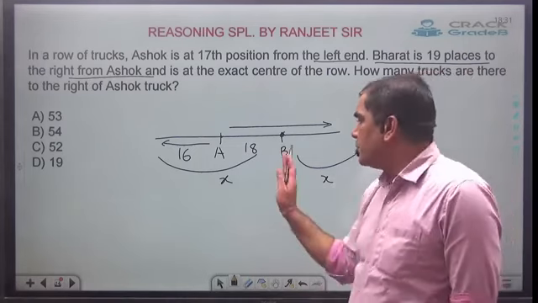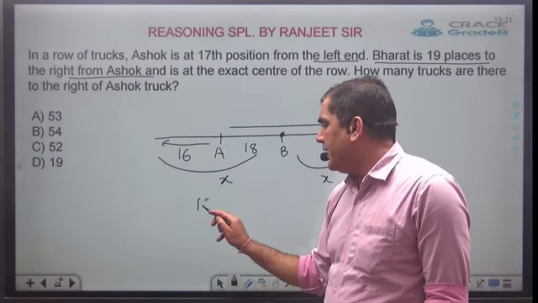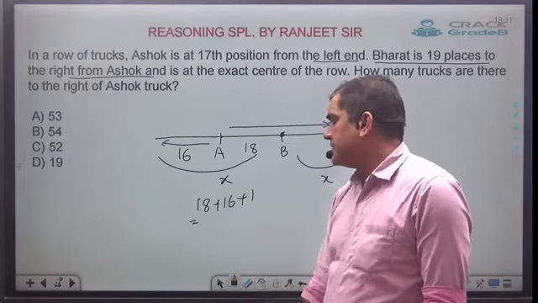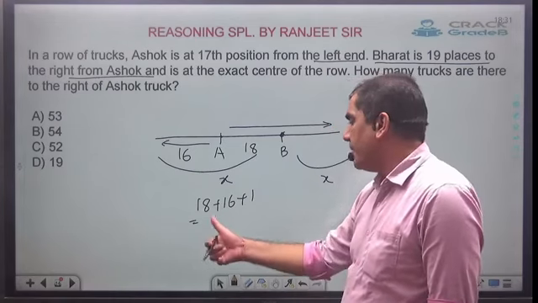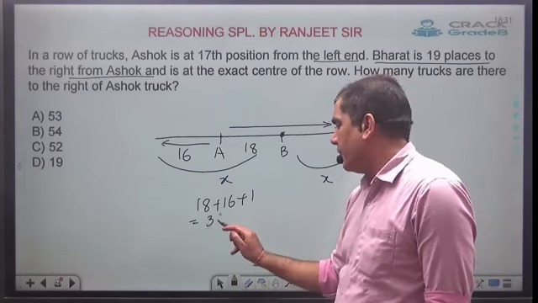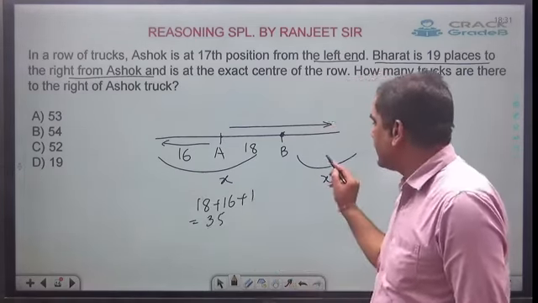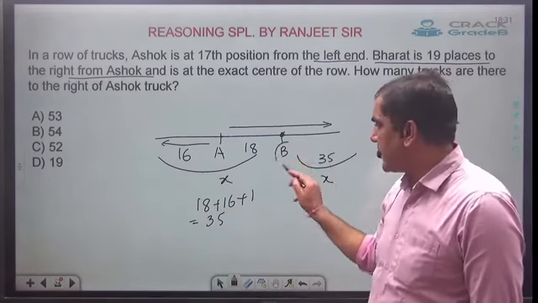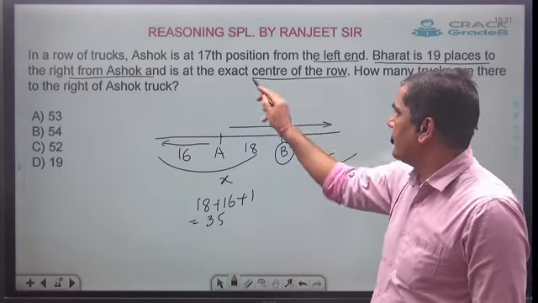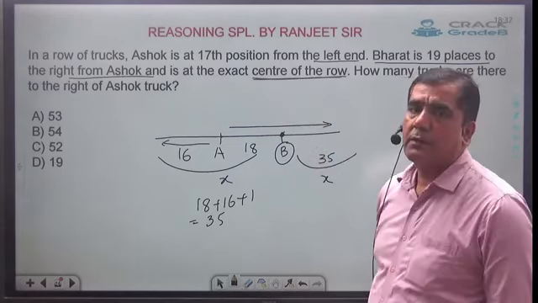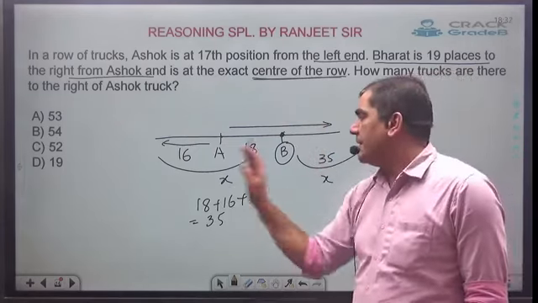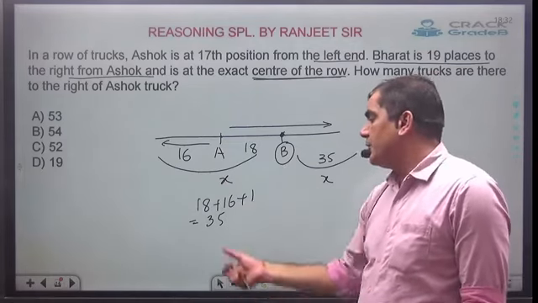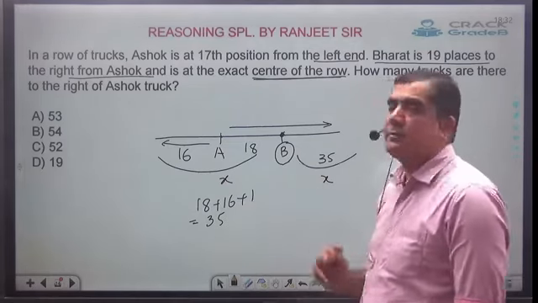So what I will say, to the left of Bharat comes out to be 18 plus 16 plus 1. 18 plus 16 plus 1 comes out to be how much? 34 plus 1, 35. So if this is 35, then this must be 35, because Bharat is exactly in the center of the row. They have given the center of the row, so to the left of Bharat and to the right of Bharat must be the same. To the left of Bharat comes out to be 35, to the right of Bharat must be 35.